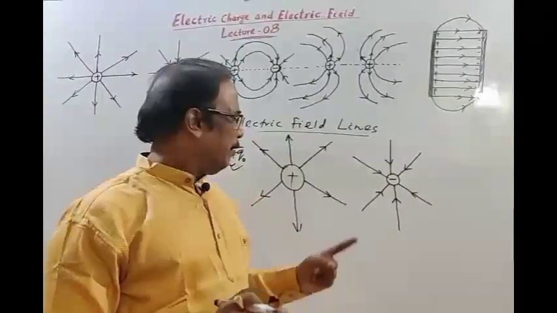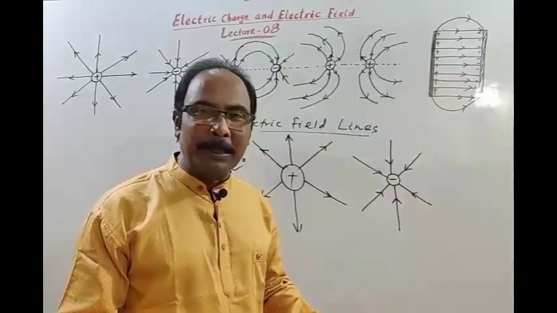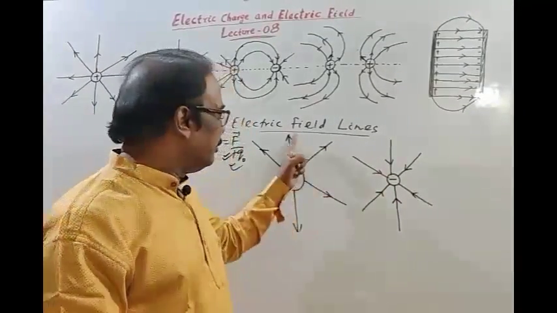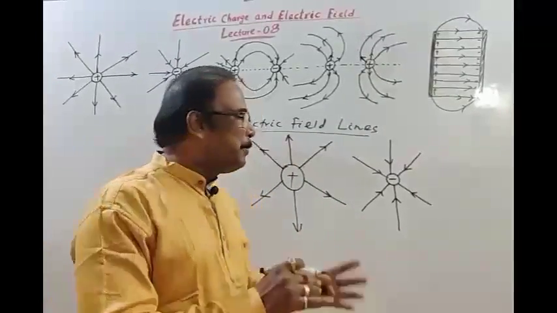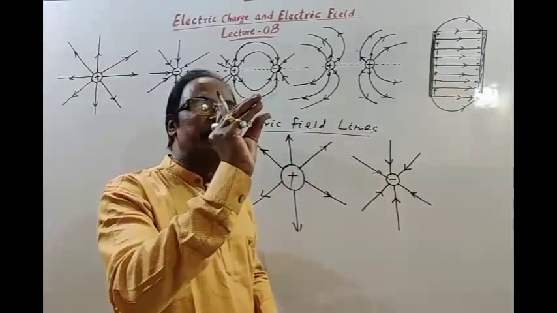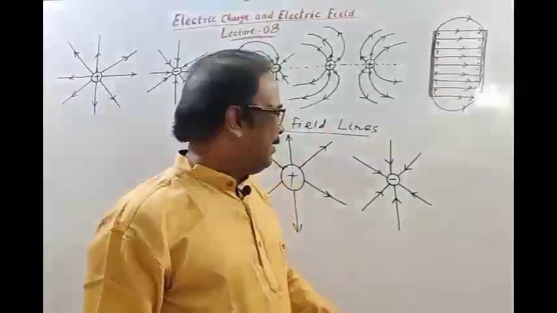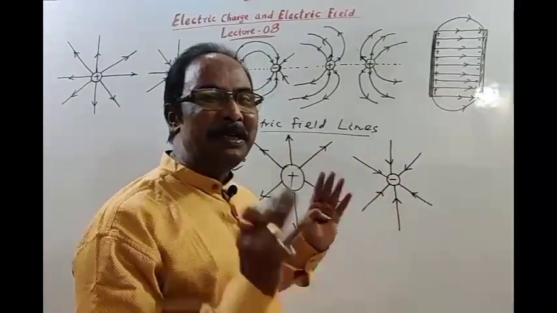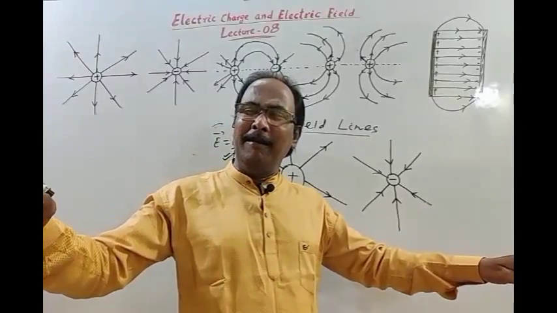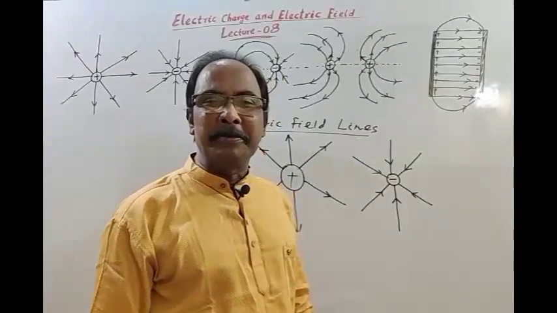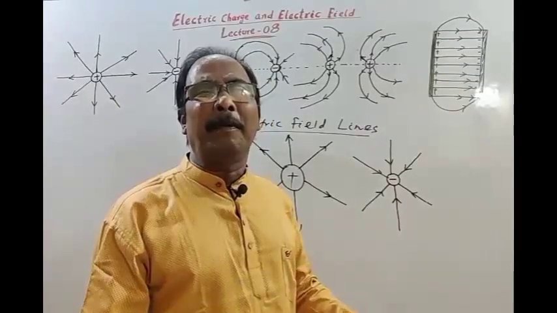It means the charged body repels or attracts a unit positive charge, but it doesn't mean that these lines are drawn on the surface. Suppose we have put a positive charge in space; it doesn't mean that lines will be drawn in space. These are imaginary lines to visualize electric field. Where there is electric field, there must be electric field lines. Then what do we mean by electric field lines?